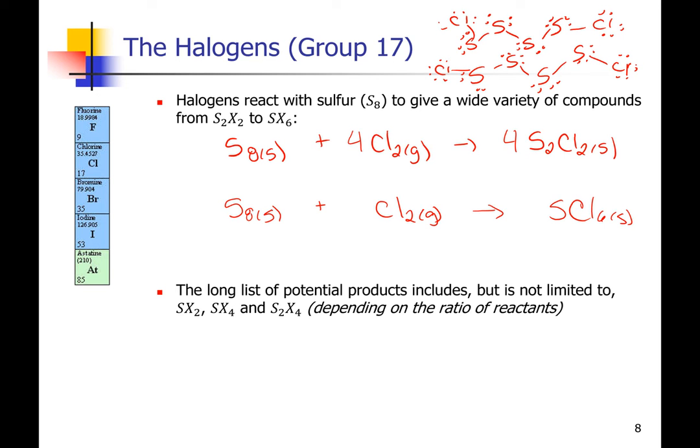And in order to balance this, again, I need 8 of my product to deal with the 8 sulfurs from the allotrope of sulfur that I chose to use. And that means I'm going to need 24 molecules of chlorine gas for every sulfur. And there's a whole lot of other options in the middle there.